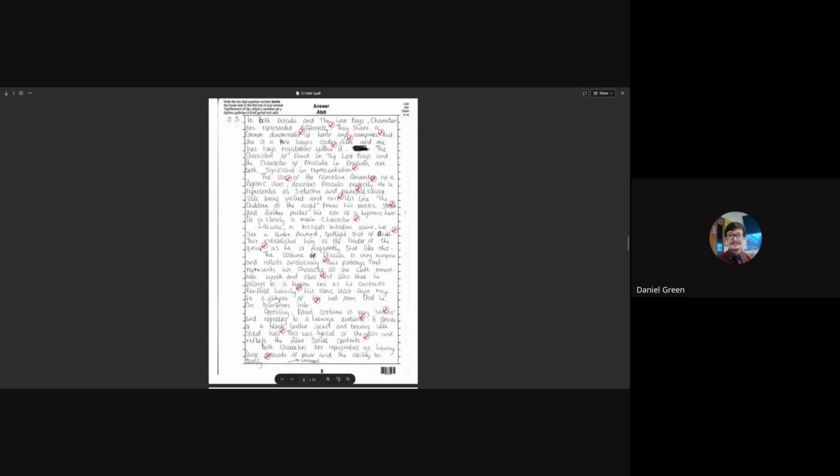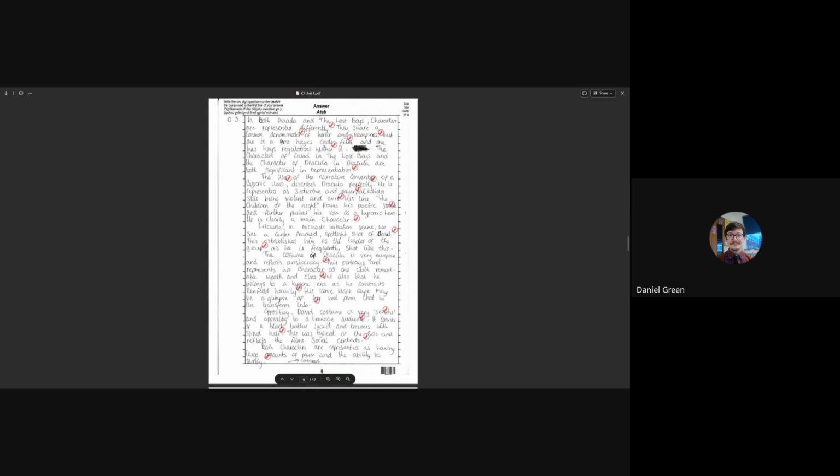Okay. Starting off, in both Dracula and the Lost Boys, characters are represented differently. They share a common denominator of horror and vampires, but one is a post-Hays Code film, and one has Hays Code regulations within it. The characters of David in the Lost Boys and Dracula in Dracula are both significant in representation. Now, last year, the question was specifically about characters. You had to pick one character from each film and analyse that character.